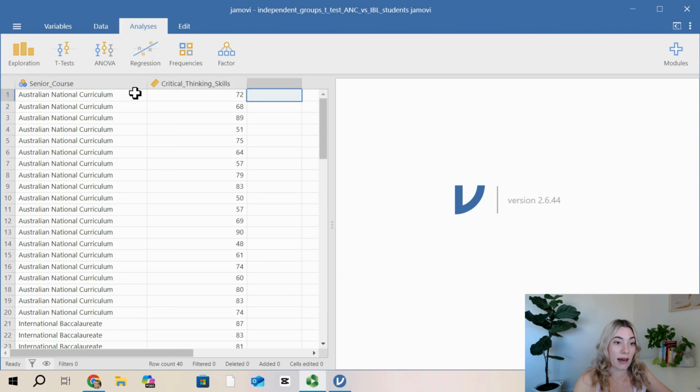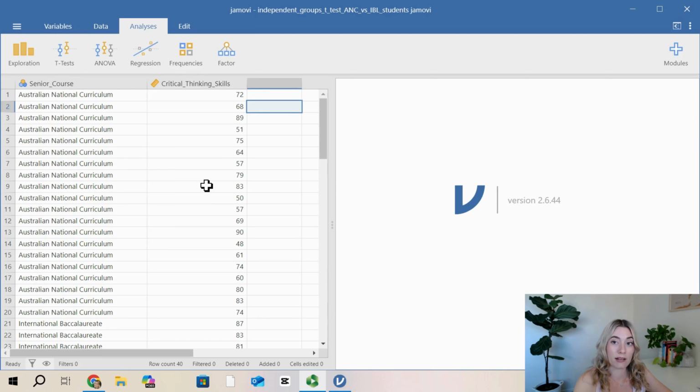In other words, we have an independent variable, senior course, with two levels, Australian National Curriculum and International Baccalaureate, and our dependent variable is critical thinking skills. This was a test that students took, and these values represent scores on this test.